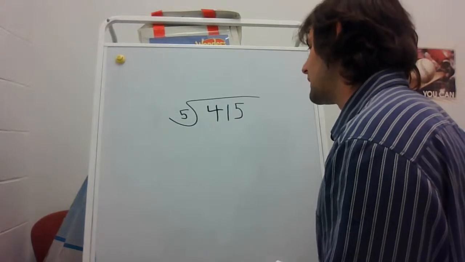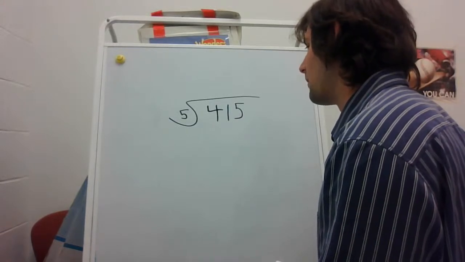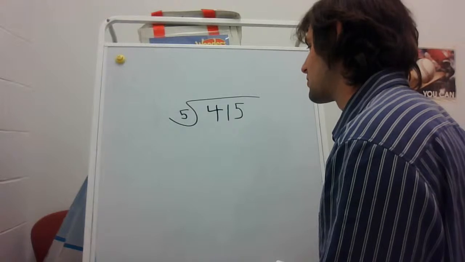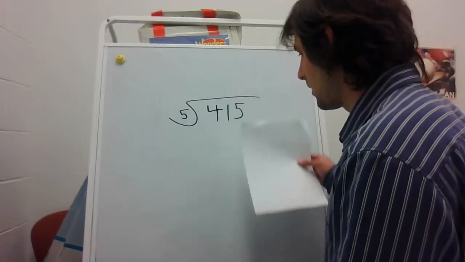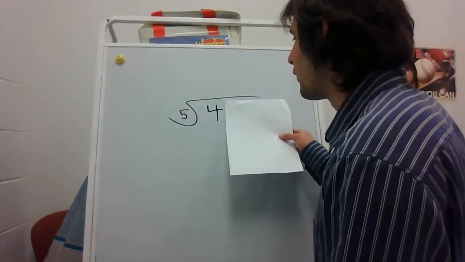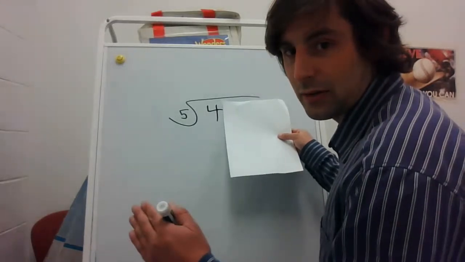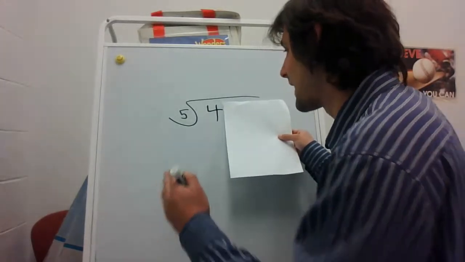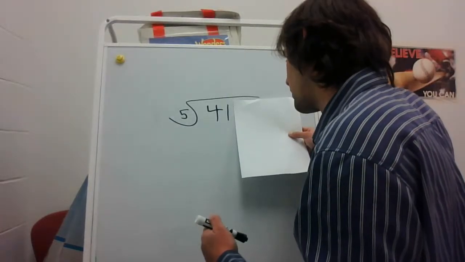Now, you can start with any digit within the square and use that to divide the digit outside the square as long as the digit inside the square is bigger. Now, we cannot do 4 divided by 5 because 5 is bigger than 4. That does not work. But we can do 41 divided by 5.